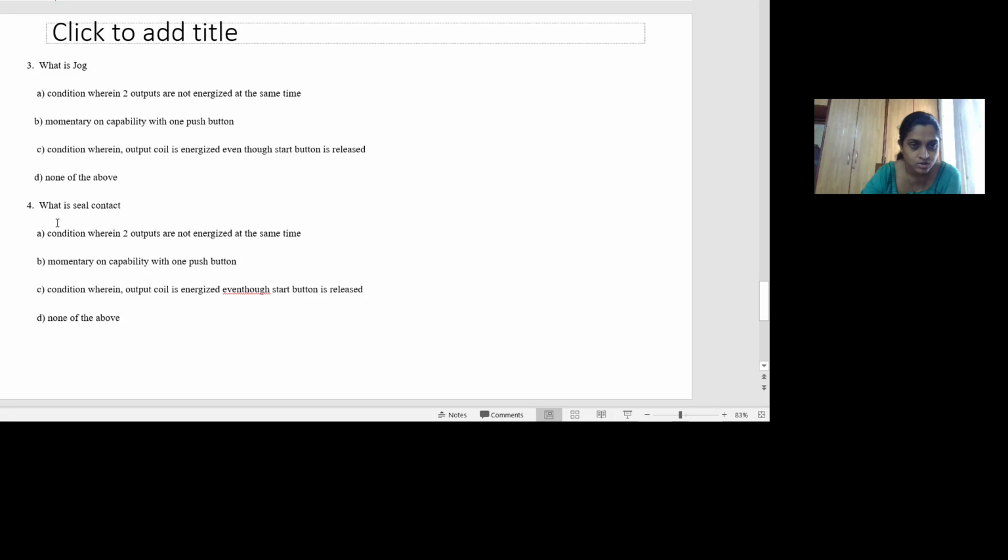The fourth question is: what is a seal contact? A, condition wherein two outputs are not energized at the same time. B, momentary on capability with one push button. C, condition wherein the output coil is energized even though the start button is released. D, none of the above. The answer is: condition wherein the output coil is energized even though the start button is released. And this is called the sealing concept. Thank you.